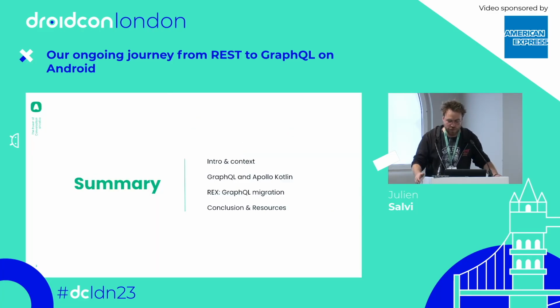Okay, so what I'll be talking about. I'll do a quick introduction and set up the context of our ongoing migration from REST to GraphQL. Then I'll show you how you can set up the Apollo Kotlin client inside your application and share a big return of experience about our ongoing GraphQL migration. And then I'll conclude and share some resources.